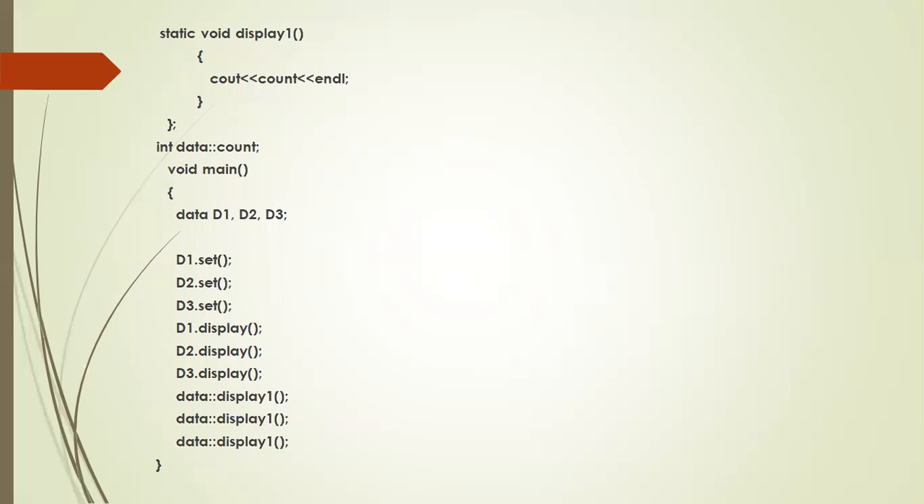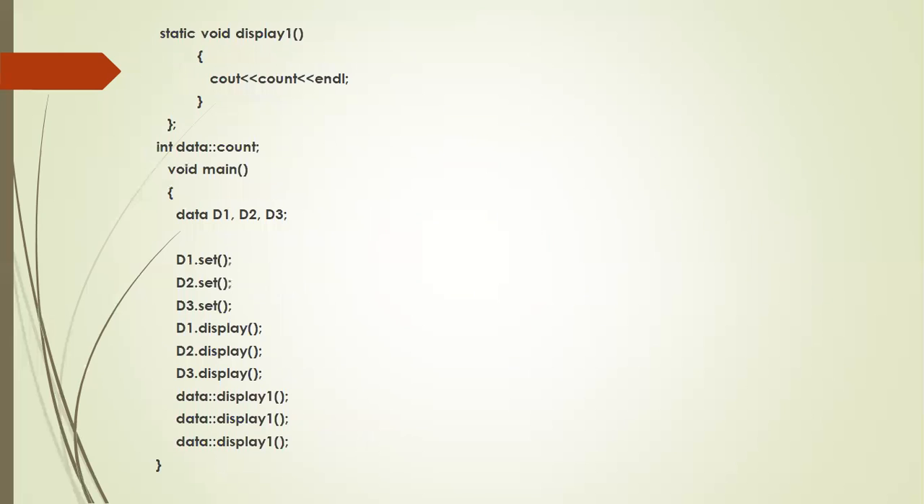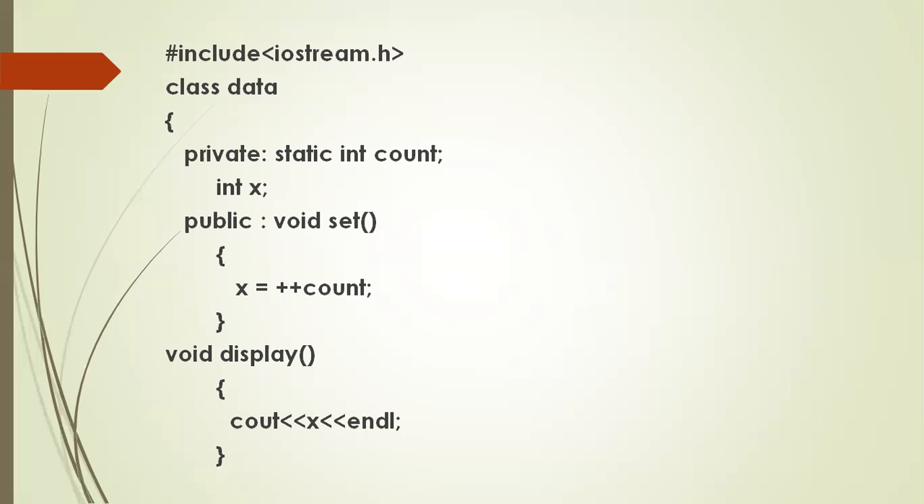Next one, you are calling the set function with d2. Count is already 1, now it is incremented. Count becomes 2. That is assigned to x, which means d2.x becomes 2. Similarly, when you call the d3.set function, count becomes 3. That is assigned to x, which means d3.x becomes 3.